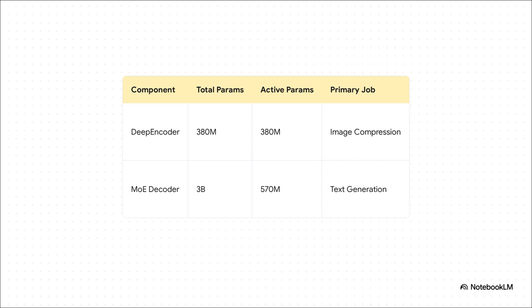That means for any one job, it only has to activate a small fraction of those brains, just 570 million. Think of it like having a giant toolbox with every tool imaginable, but you only pull out the one specific screwdriver you need for the task at hand. You get all the power of a massive model with the speed and efficiency of a much smaller one.